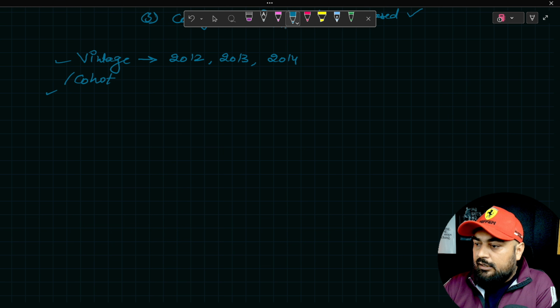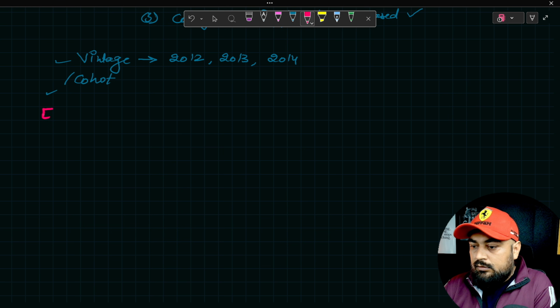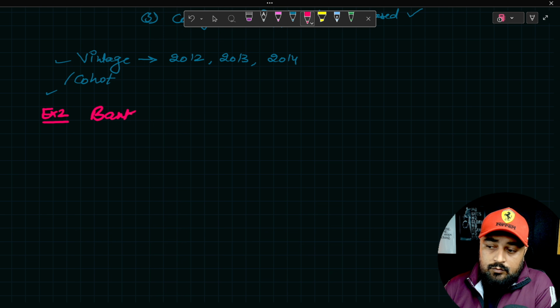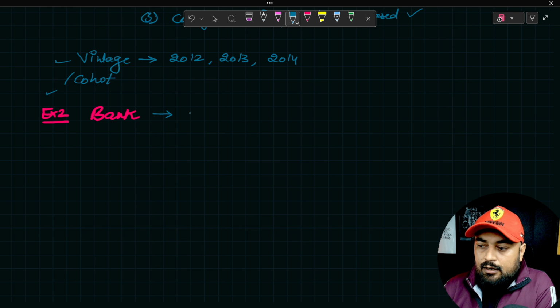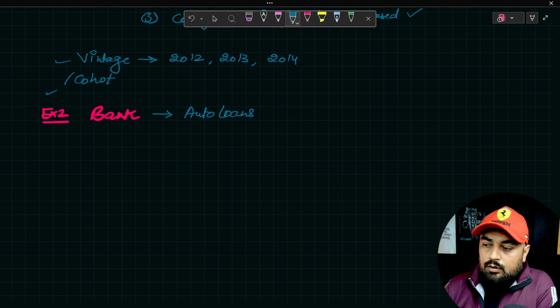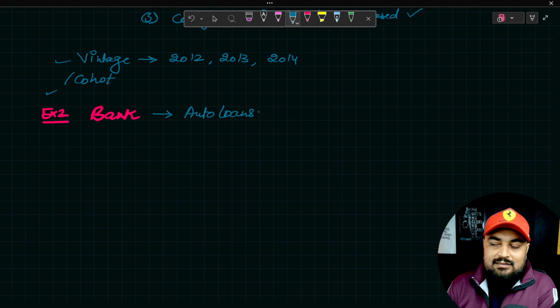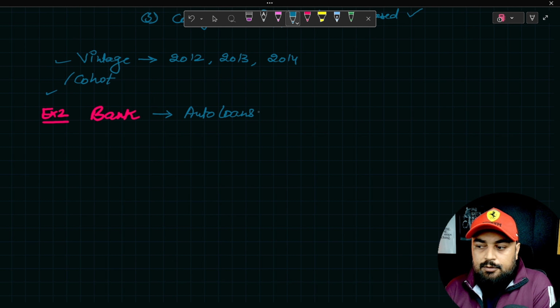Now you come to the real life scenario. Example number 2 is about a bank. So there is a bank. The bank has a portfolio where they are giving loans. So for example, they are offering auto loans. Auto loans are for vehicles; cars and trucks and all of that are part of auto loans.